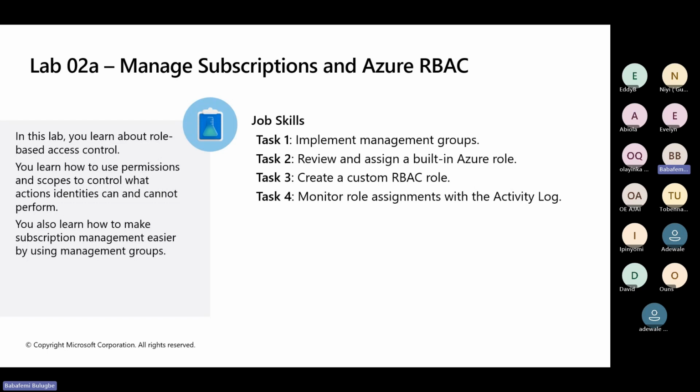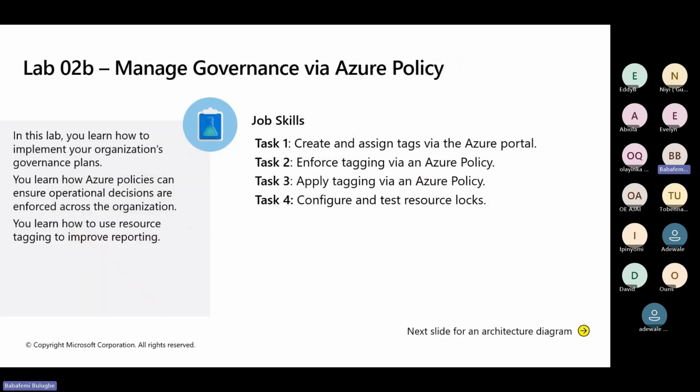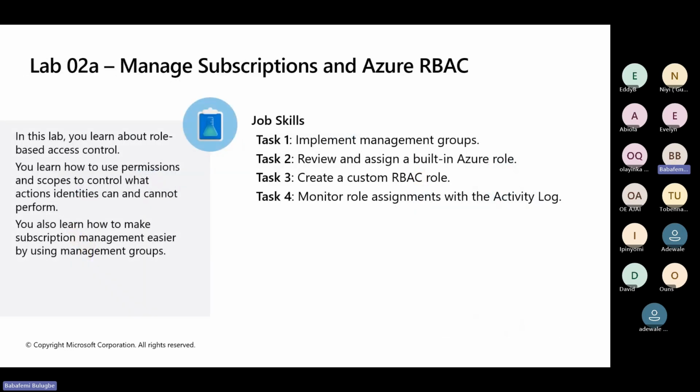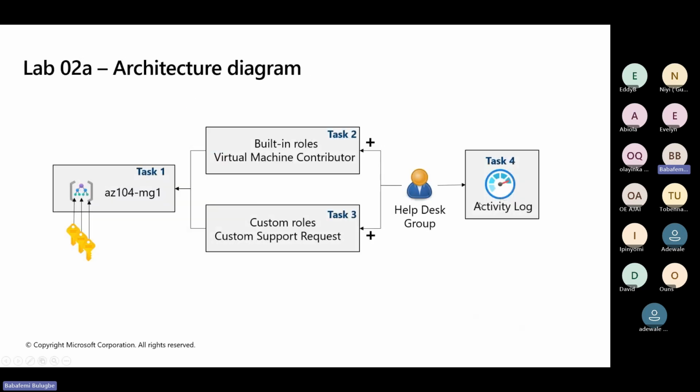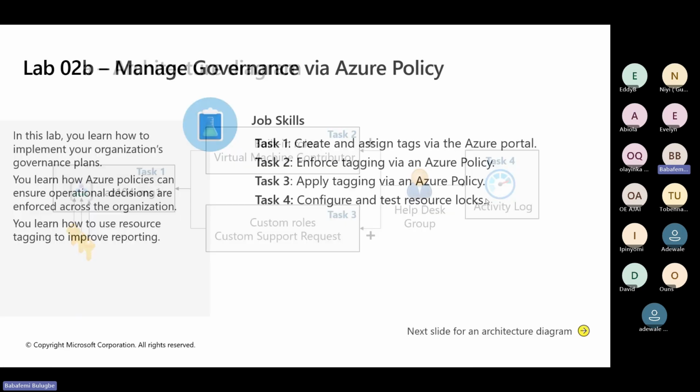The task is to implement what we call the management group, and assign a built-in role, which I've actually explained. Then task 3 is for you to create a custom RBAC role. Then monitor role assignment with the activity log, because the last time we explained that anything you do within your tenant will be logged in your activity log. So that's why they ask you to monitor role assignment with the activity log. This is just the architecture of what you need to do: assign a built-in role, create another role, then check the activity log.